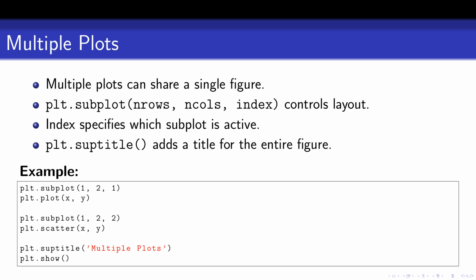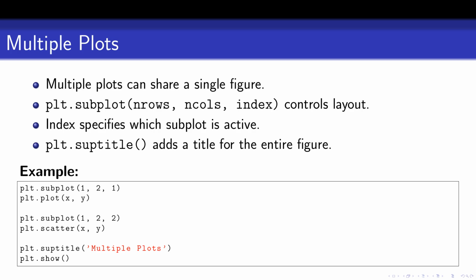Matplotlib also supports multiple plots within a single figure, allowing you to compare different datasets or views side by side. This is done using the plt.subplot function, which divides the figure into a grid of subplots. The function takes 3 arguments: the number of rows, the number of columns, and the index of the subplot to activate. For example, plt.subplot(121) sets up a figure with 1 row and 2 columns and places the next plot in the first section. You can add additional plots by changing the index, such as plt.subplot(122) for the second plot. Once all plots are added, you can give the entire figure a shared title using plt.suptitle.